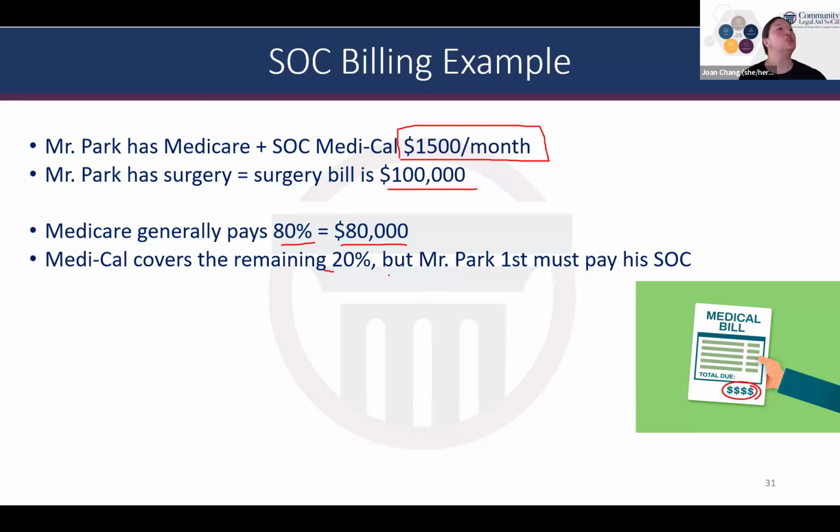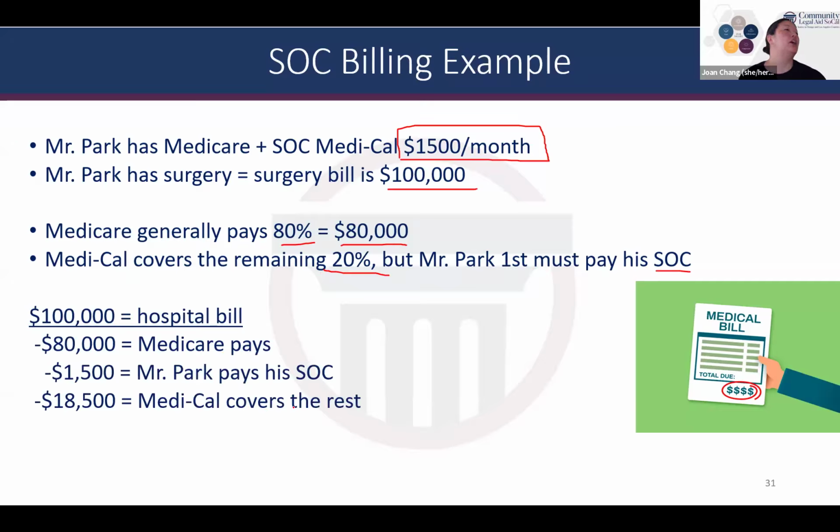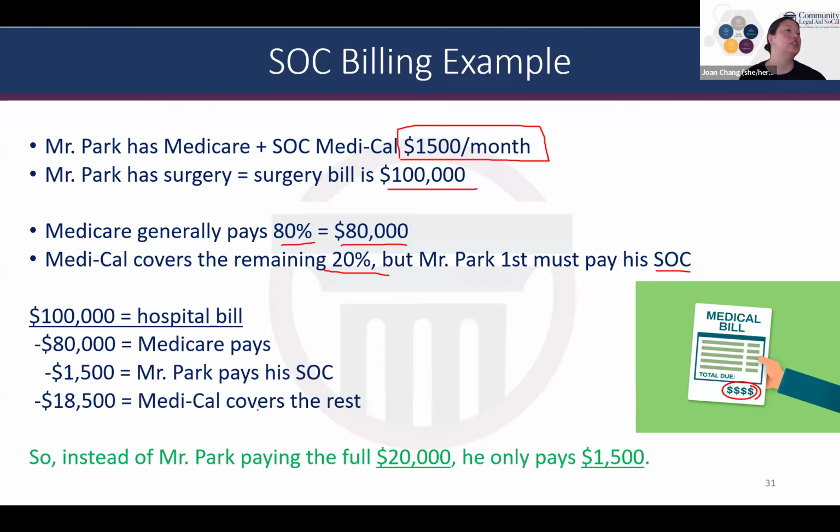Medi-Cal covers the remaining 20%, but Mr. Park has to first pay his share of cost. So the way that it works, let's break down the numbers: a 100K hospital bill. Medicare pays 80K, Mr. Park pays 1,500, and then Medi-Cal covers the rest. So essentially, instead of Mr. Park paying the full 20K, he's only paying 1,500. This is how share of cost works in a medical billing scenario.